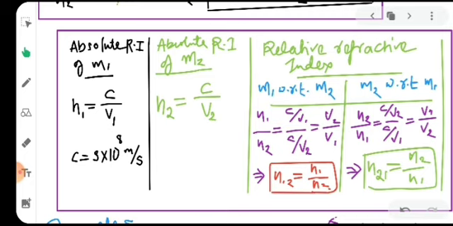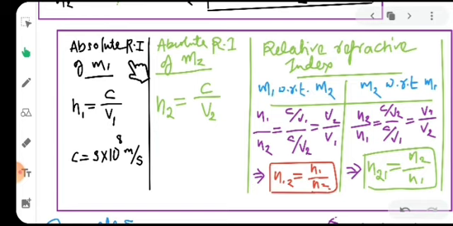So let me come to the point. The point is that we are going to define relative refractive index in terms of the absolute refractive indexes of the materials.